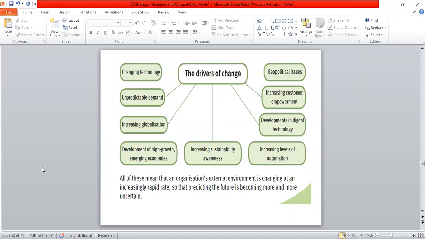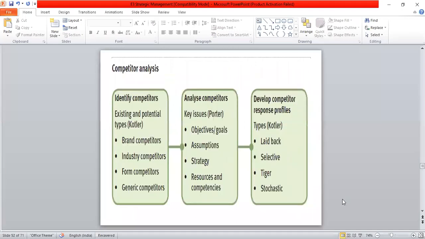Okay. What causes them to change is what are the drivers of change. The geopolitical issues, increasing customer empowerment when the customers become more powerful, development in digital technology, increasing levels of automation, increasing sustainability awareness, development of high growth emerging economies, increasing globalization, unpredictable demand, and changing technology. Just remember these factors.